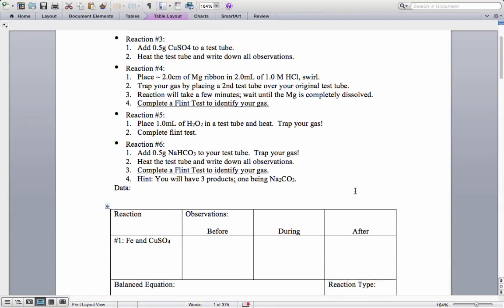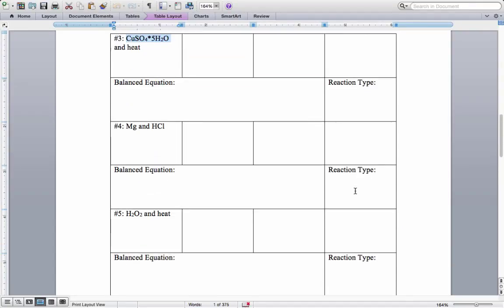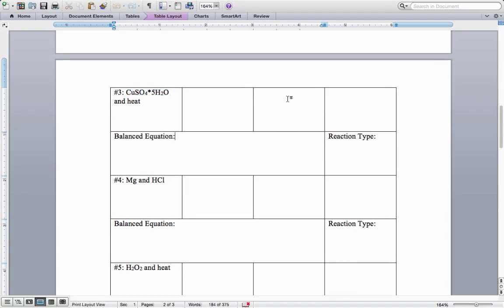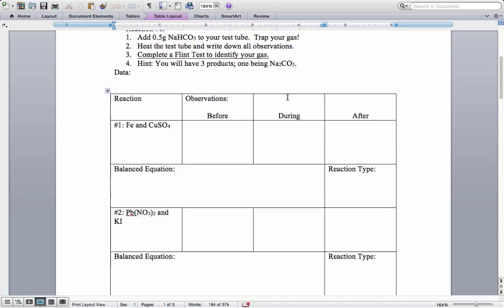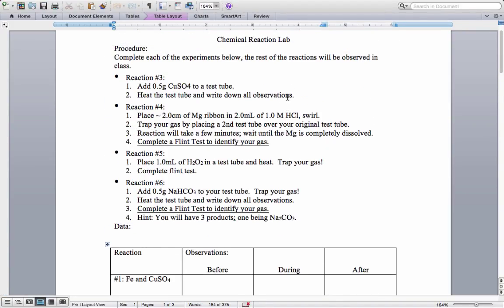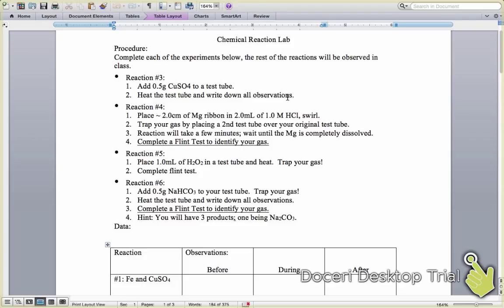So we did the first two, so you already have that side. So we're going to work on the second part, or the back side of your worksheet. I gave this to you last week, so hopefully you still have it. If not, I have a few extra copies if you need one. Now, we are going to be completing reactions 3 through 6 today in class.